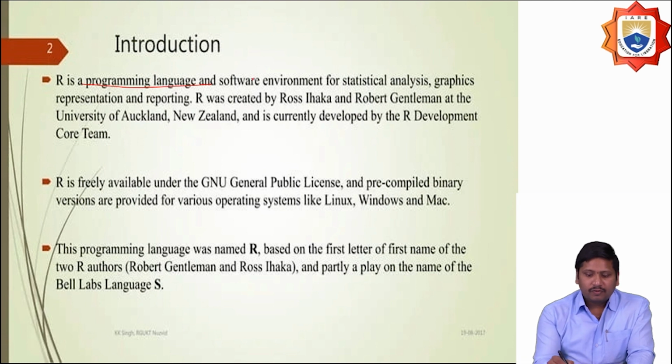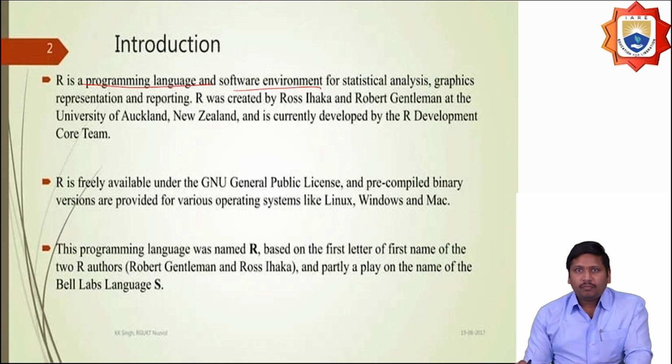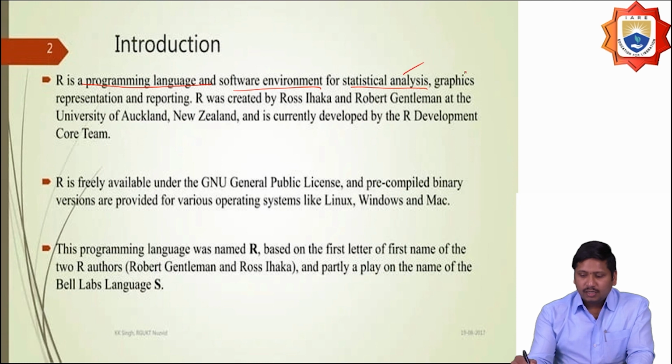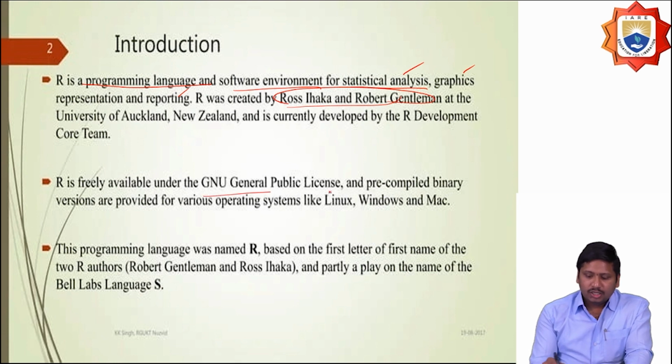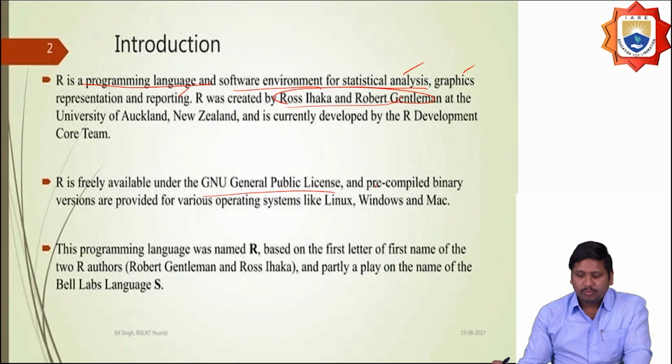So R is a programming language and a software environment for statistical analysis, graphics representation, and reporting. Ross Ihaka and Robert Gentleman invented R programming. It is available under the GNU General Public License, and pre-compiled binary versions are provided for various operating systems like Linux, Windows, and Mac. The name was derived from the first letters of the two authors and is also derived from the S language.